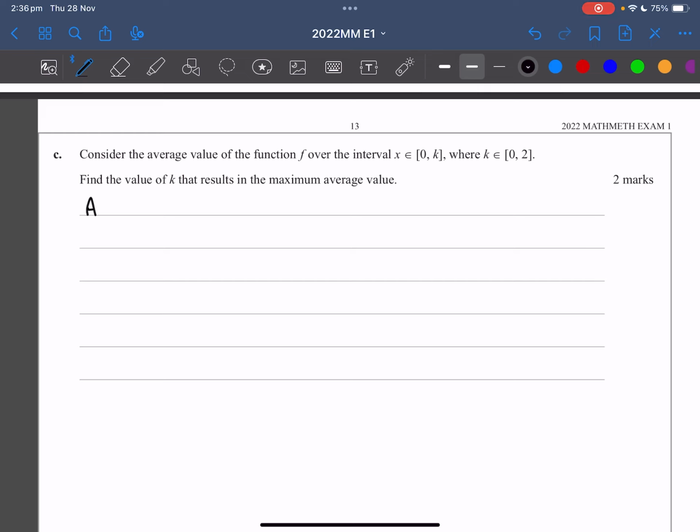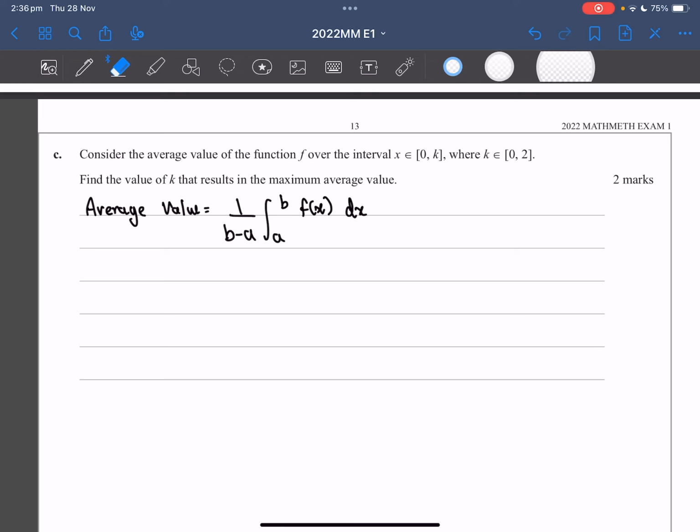Okay, so average value, we know the formula. What is the formula? It's 1 on b minus a, integral from a to b of f of x dx, right? So in our context, I'm going to change it up. We have k minus 0, so that is just going to be k, so 1 on k, integrate from 0 to k. And if I want to find the average value of f, I have to integrate f of x dx.